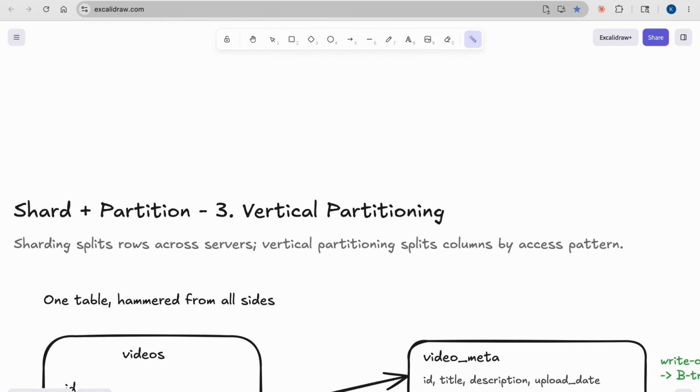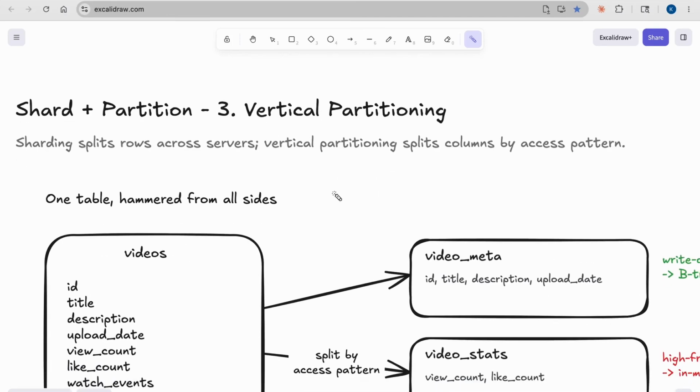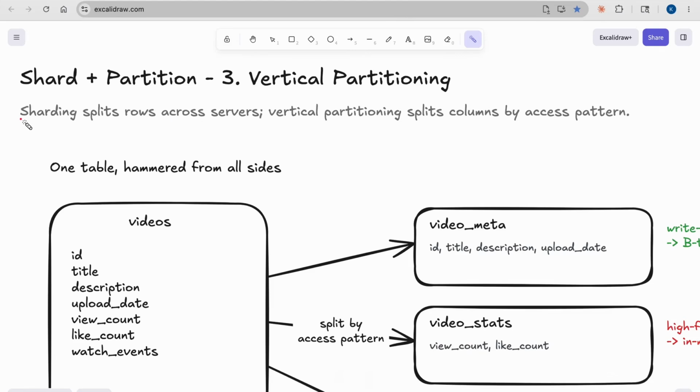Fine. So that was horizontal sharding, which is trying to split rows. Now let's discuss vertical partitioning. Vertical partitioning tries to split columns instead of rows. We separate different types of data based on their access patterns and scaling requirements. Instead of keeping all those columns in a single table, we break it apart based on how it is used.